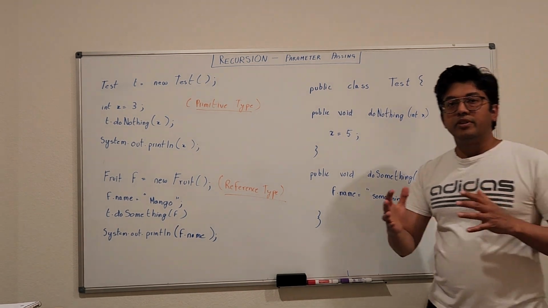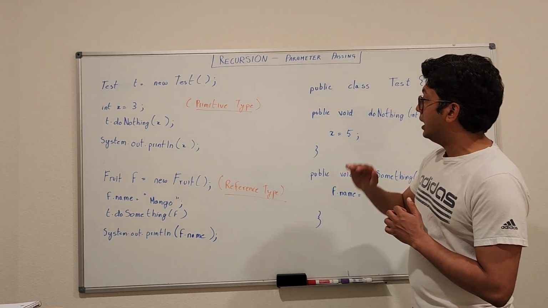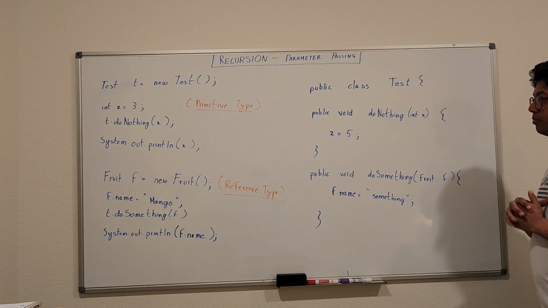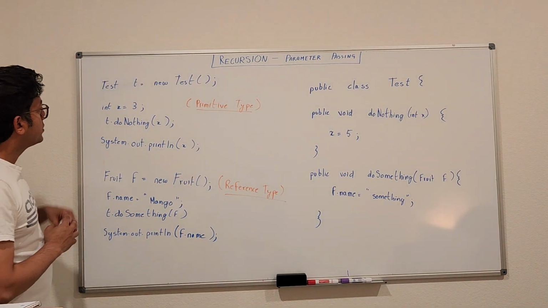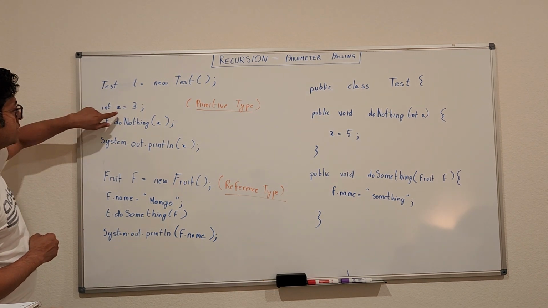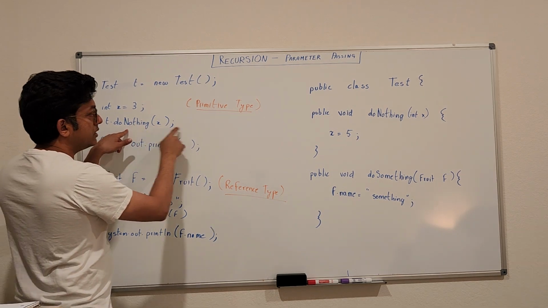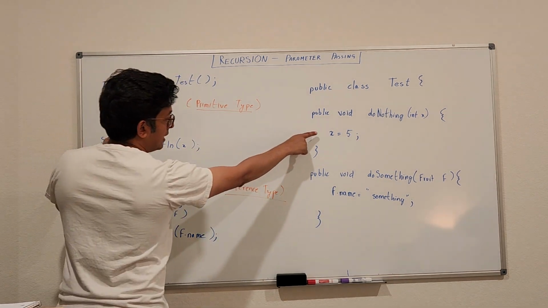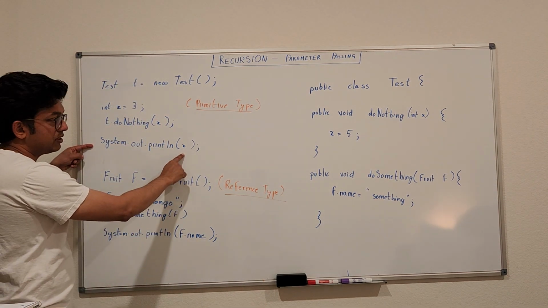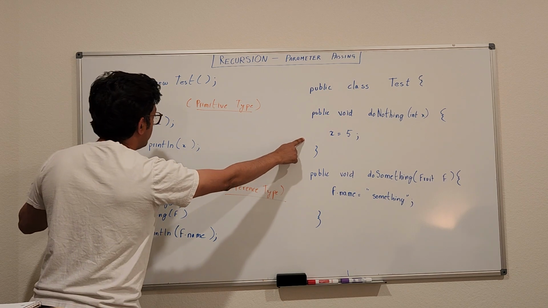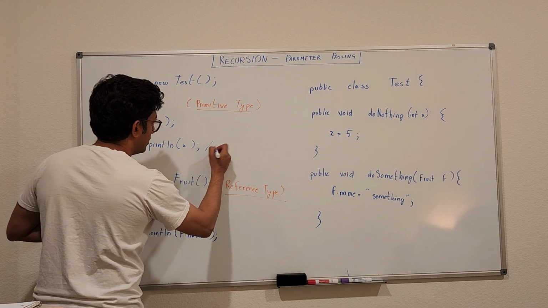Continuing from where I left off. I told you the difference between a primitive type and reference type, and this is where that comes into play. Suppose you have a class Test. I create an integer int x equal to 3, which is a primitive type, and I call t.doNothing, passing x into it, which sets x equal to 5 inside the method. Now if I do System.out.println(x), what do you think will print, 5 or 3? The answer is it will print 3.